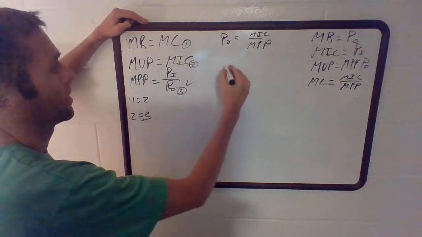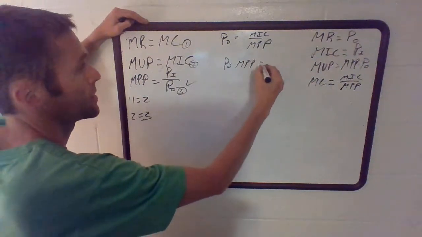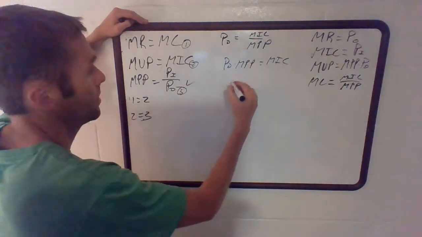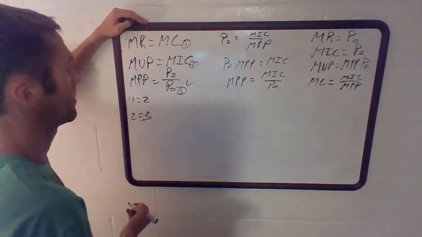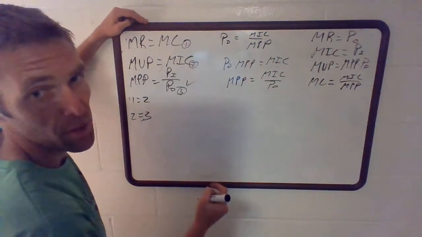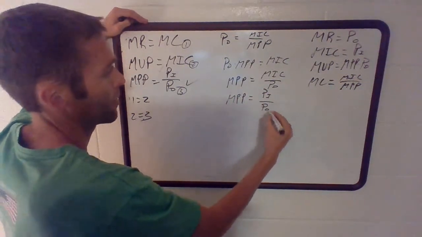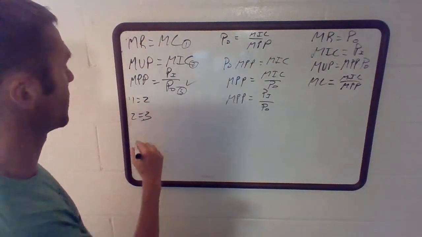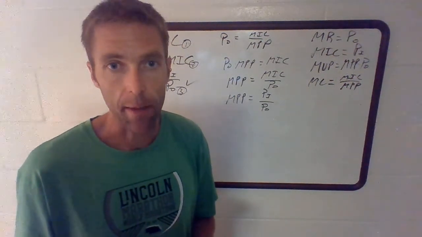So I have price of the output times marginal physical product, moving this over here, is equal to the marginal input cost. And if I want to get marginal physical product on its own, marginal physical product is equal to the marginal input cost divided by the price of the output. Well, I'm close. Aha! Marginal input cost is the same thing as the price of the input. So marginal physical product should equal the price of the input divided by the price of the output when we're in equilibrium. And voila, we've gotten there. Number 1 is equal to number 3. I've proved them all.